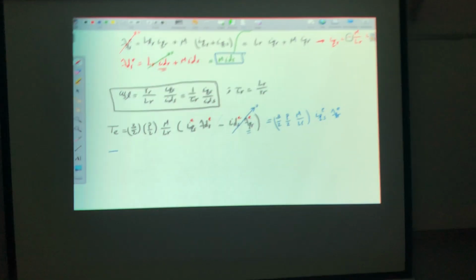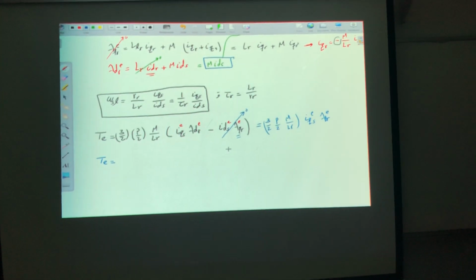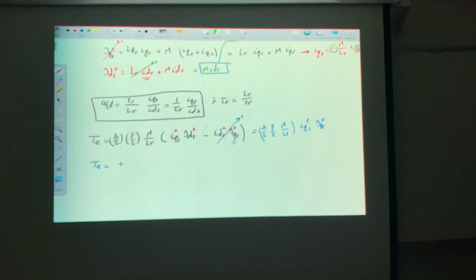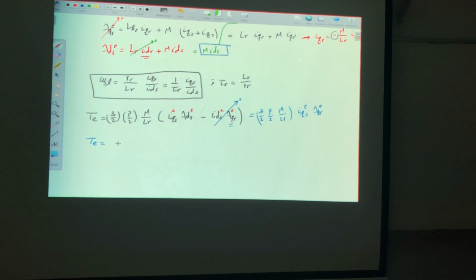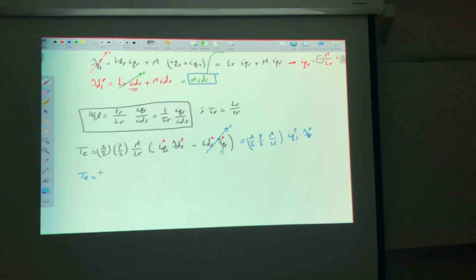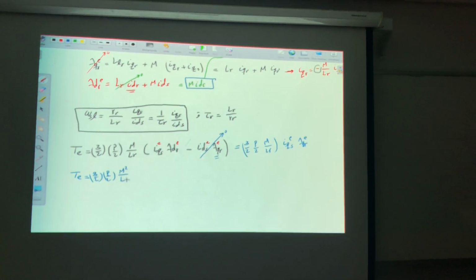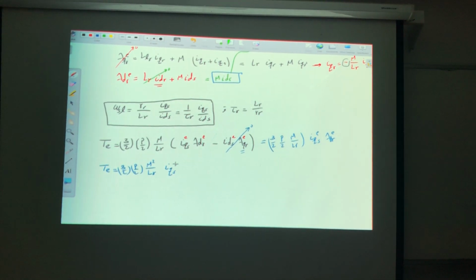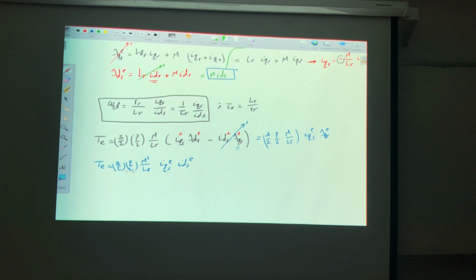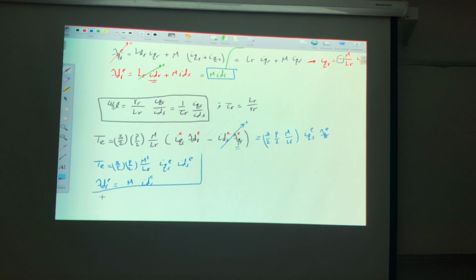Now, lambda DR equal to what? M IDS. So this will equal to what, in terms of the current? Give it to me in terms of the current. 3 over 2, P over 2, M square over LR, IQSE IDSE. And let's put here lambda DRE equal to M IDSE. Correct? Yes? And let's put it in a box.